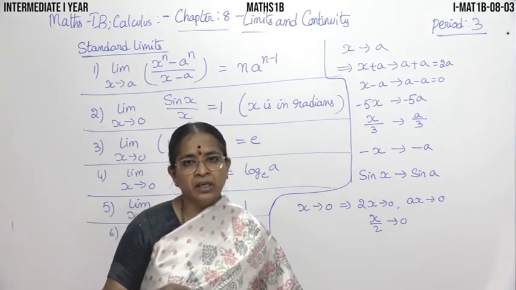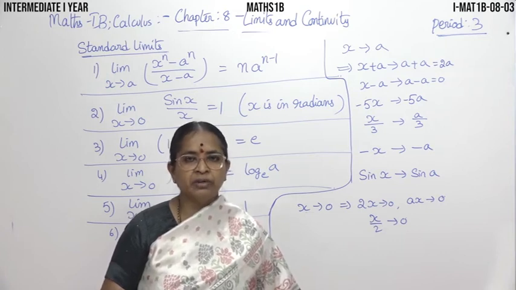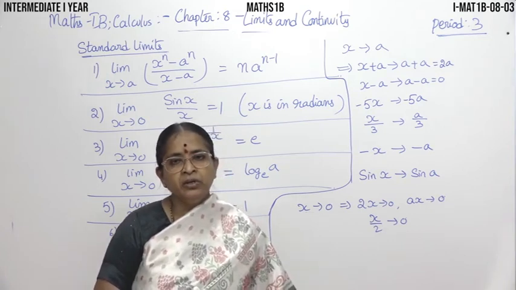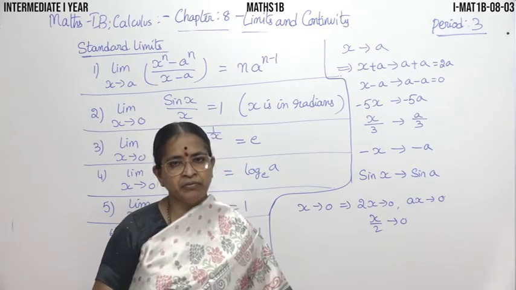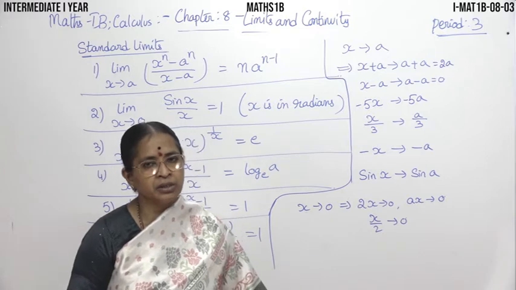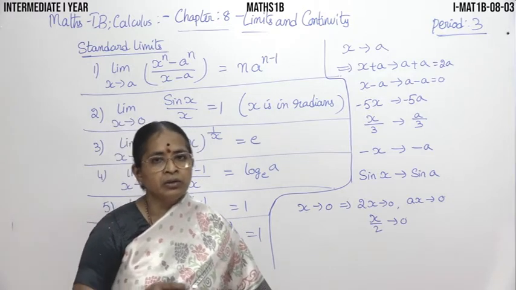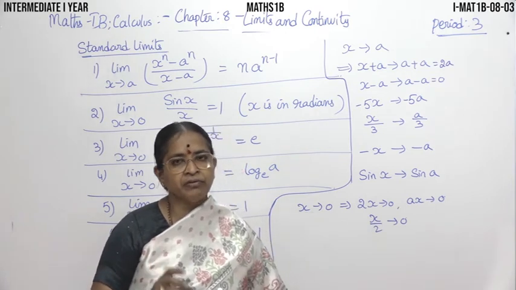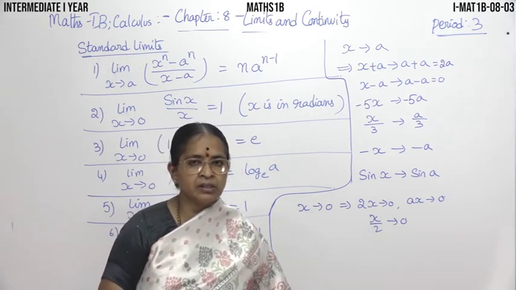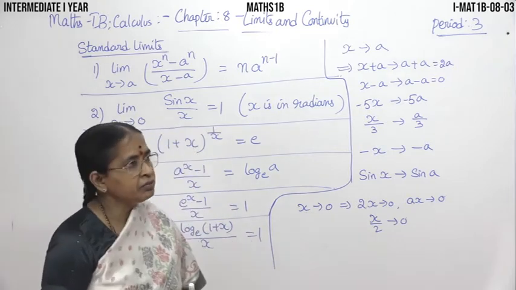If it is in any of the indeterminate forms, mostly we have 0 by 0 forms only. So when we have 0 by 0 form, you have to simplify the function and find the limit. You cannot say that the limit is 0 by 0. So one method that we learned is factorization. We found the factors, we found the limit. Another one is rationalization. Now next we have standard limits.